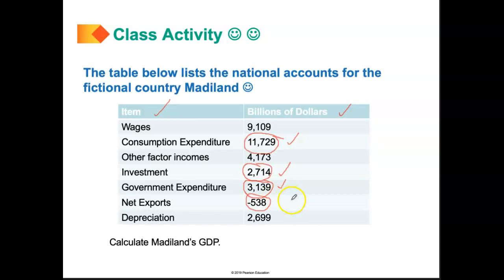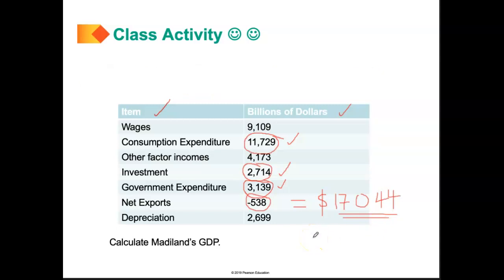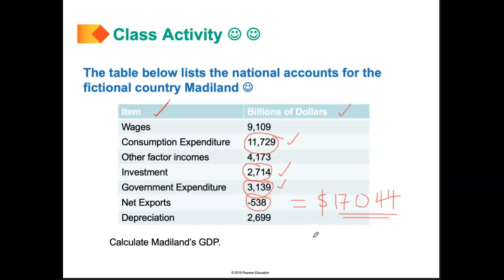Right, so eventually you're supposed to get 17,044. Okay, that's in billions of dollars, so that's basically $17 trillion. This is the figure you get. And how do you get this figure? Basically, add consumption expenditure, investment, government expenditure, and net exports together. Okay, so you've been able to find Madiland's GDP.